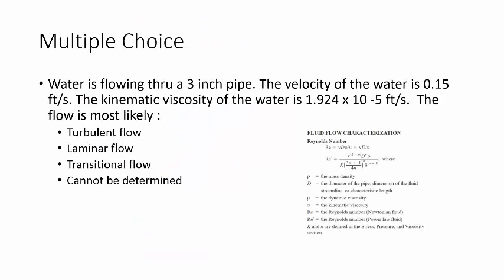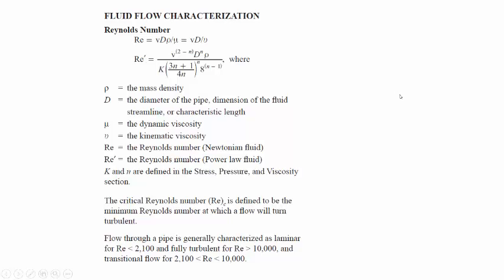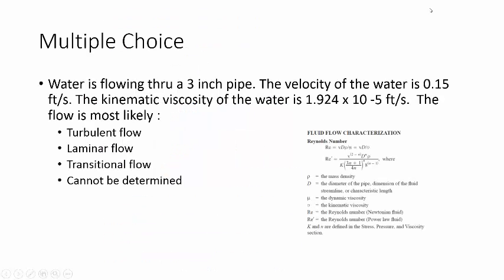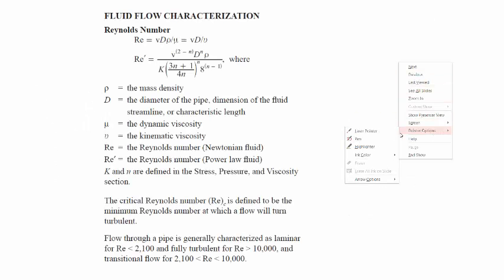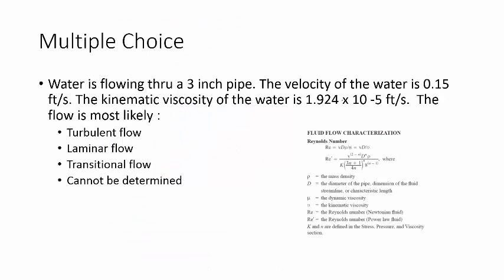So water is flowing through a 3-inch pipe. The velocity of the water is 0.15 feet per second, and the kinematic viscosity is 1.924 times 10 to the minus 5 feet per second. I had mentioned that this was feet squared per second.